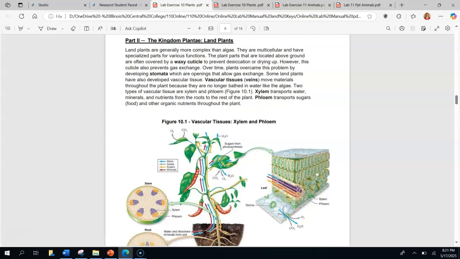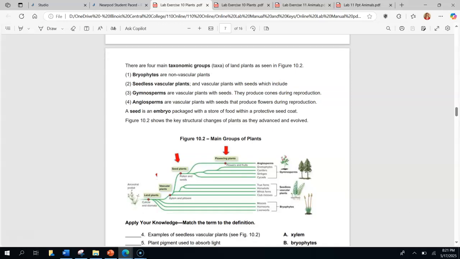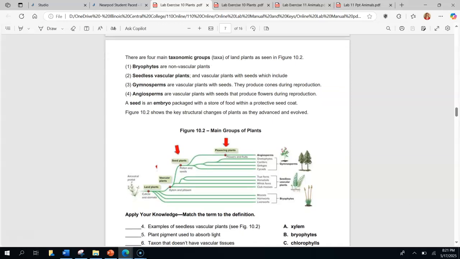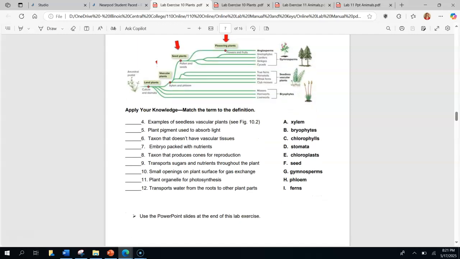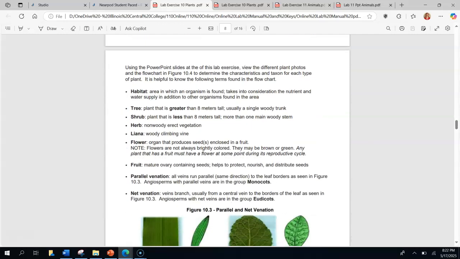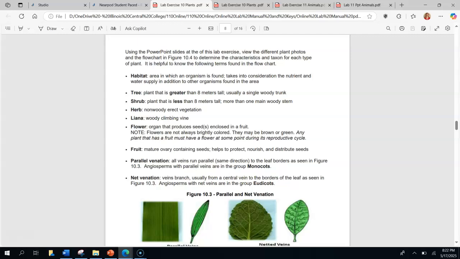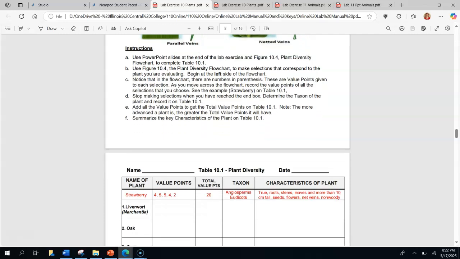Then we have some characteristics of the kingdom Plantae. And then we have the main groups of plants: bryophytes, seedless vascular plants, gymnosperms, which have seeds, and angiosperms. As previous, you have a place to practice your knowledge and looking at some vocabulary words. And here's more vocabulary words that are good to know for the quiz and exams. And some examples. So let's go straight to what you're going to do, because sometimes you find this a little confusing. So we're going to start with the PowerPoint slide.